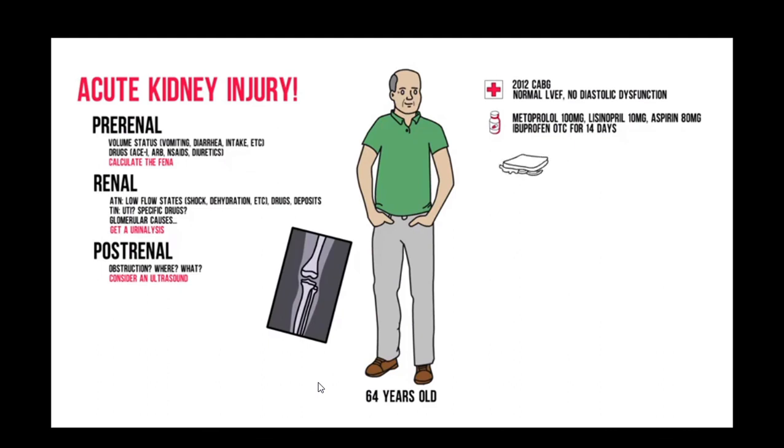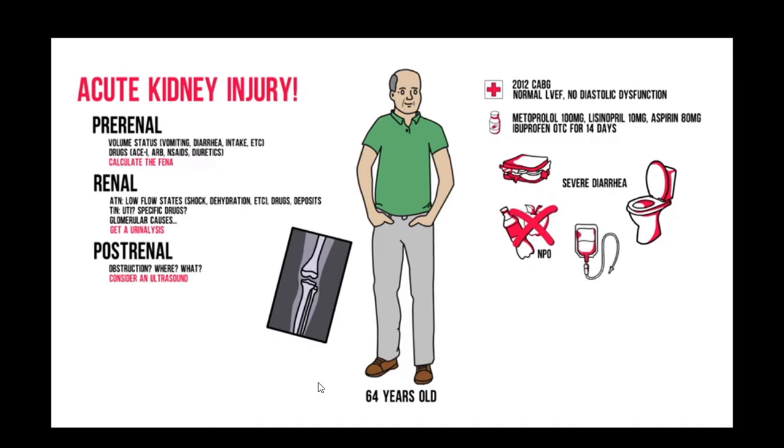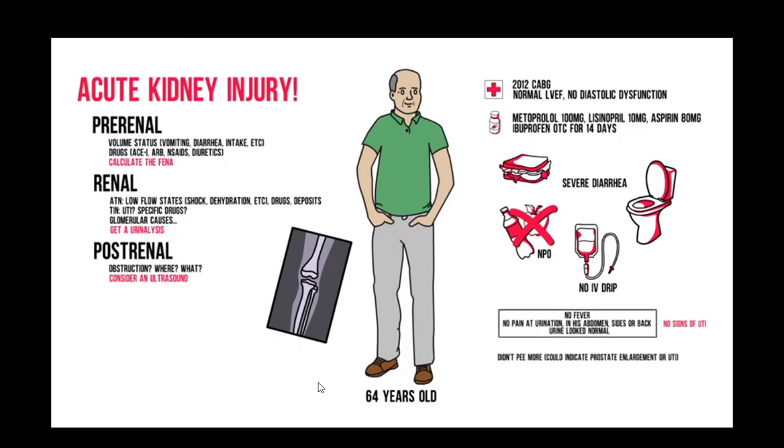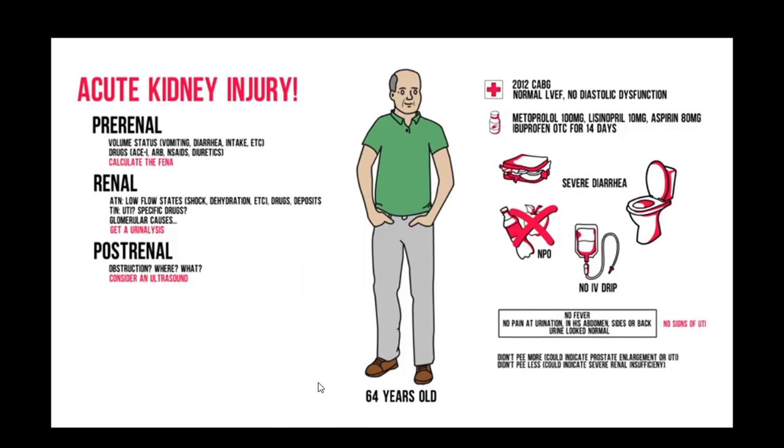Two days prior to admission, he'd eaten a bad sandwich which led to severe diarrhea. The next day, 1 day before admission, he felt a whole lot better, so he didn't think it was important to tell the surgeon. He stopped eating and drinking at midnight due to surgery the next day, and he didn't get an IV drip. He doesn't have a fever, no pain at urination, no pain in his abdomen, sides or back, and his urine looked normal. He didn't notice that he peed either more or less often. This sounds pretty pre-renal already: diarrhea combined with an NSAID and an ACE inhibitor.